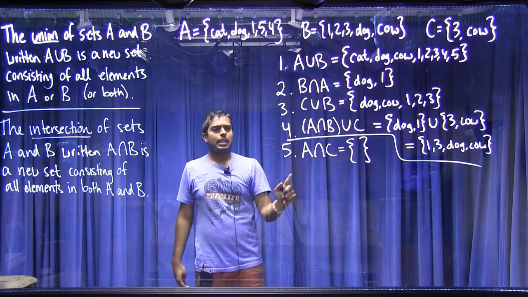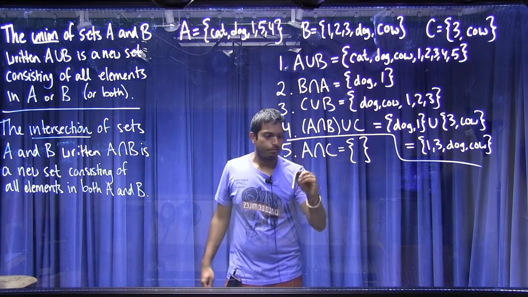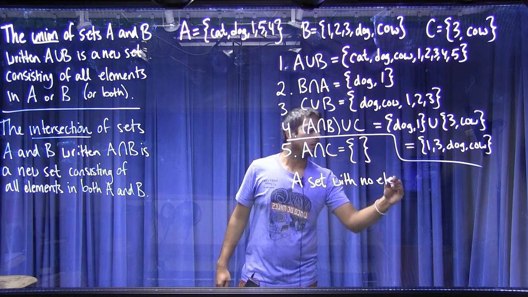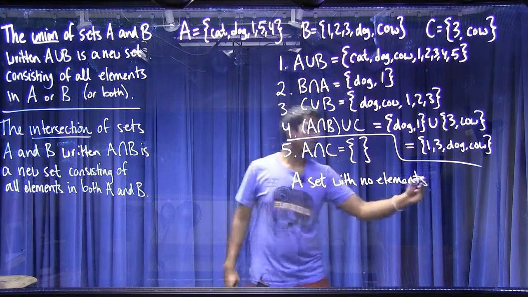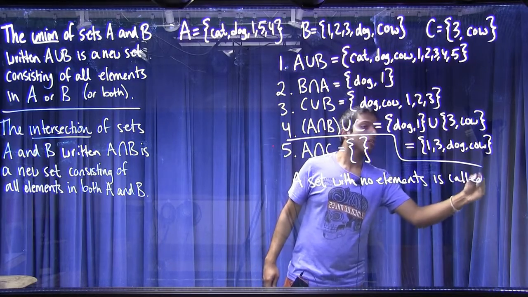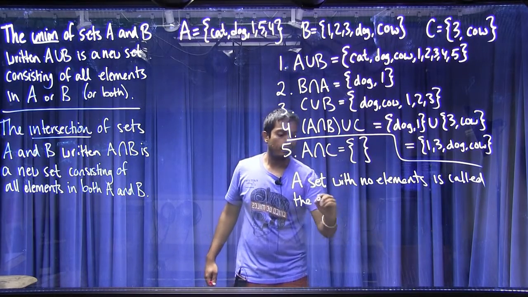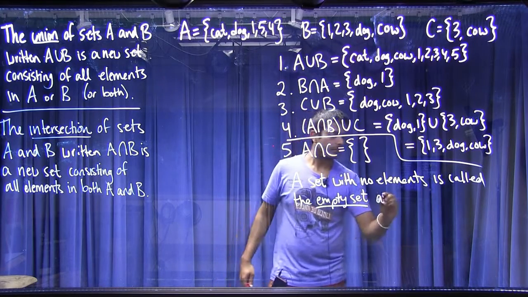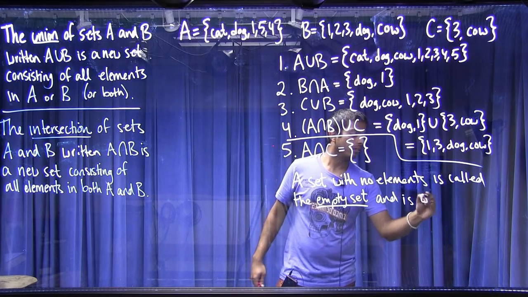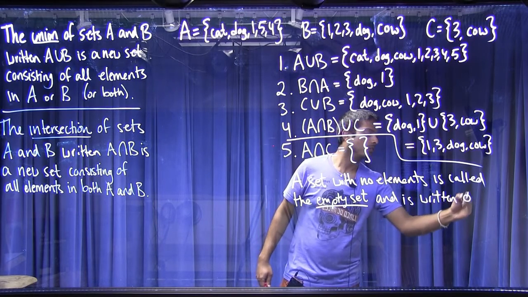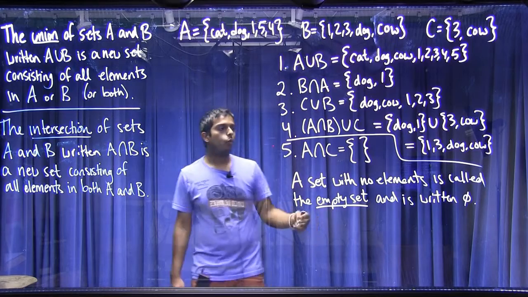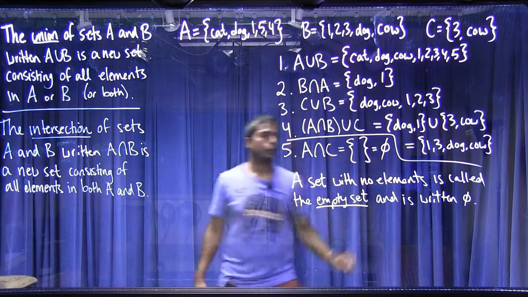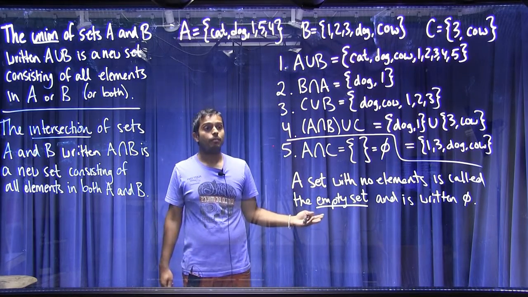So there it is. Now, there's a special definition. A set with no elements, like the one we have here, is called the empty set. And it is written using this symbol. Really, we wouldn't use this, we'd use this symbol, which is kind of like a circle with a line through it, saying that it's empty.